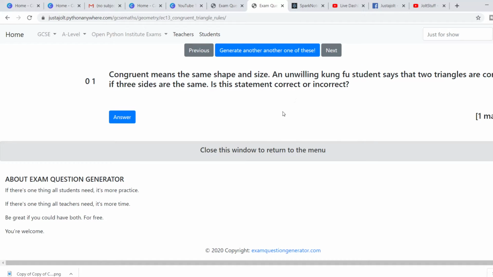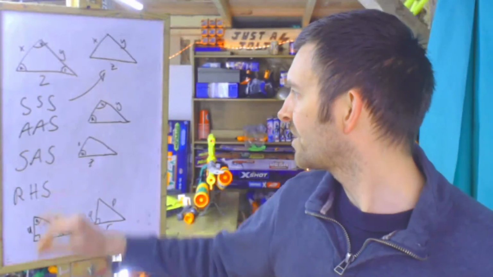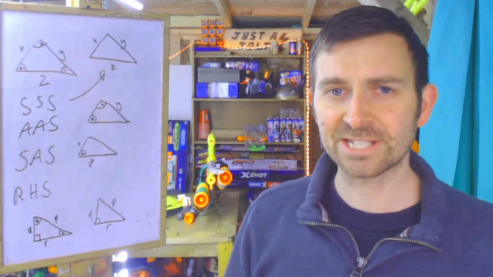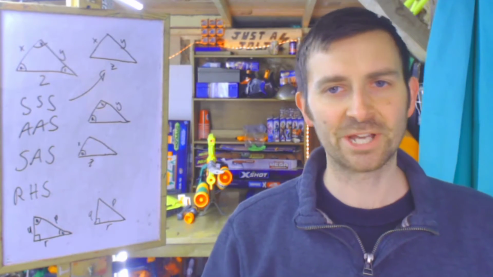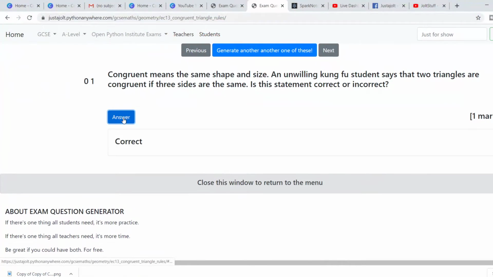Right, so congruent means the same shape and size. An unwilling Kung Fu student says that 2 triangles are congruent if all 3 sides are the same. Is that true? Well, yes, that's one of the rules. If all 3 of the sides are the same in a triangle, then you know that triangle is congruent. So the answer to that is going to be, that's correct.